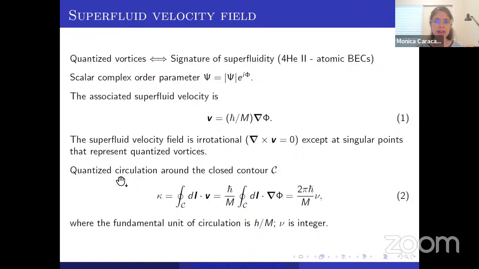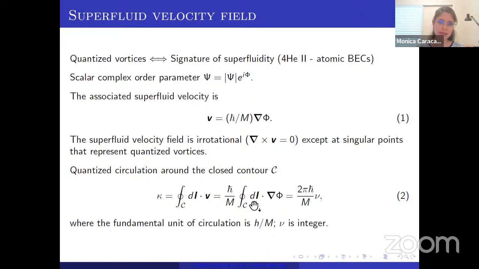Then you define the quantity circulation by taking a closed contour around a vortex. You characterize it by kappa, basically the integral of the velocity. You already see that kappa is basically proportional to the variation of the phase of the wave function. And in a closed contour, the phase has to change by an integer number of 2 pi to guarantee the single value of the wave function.